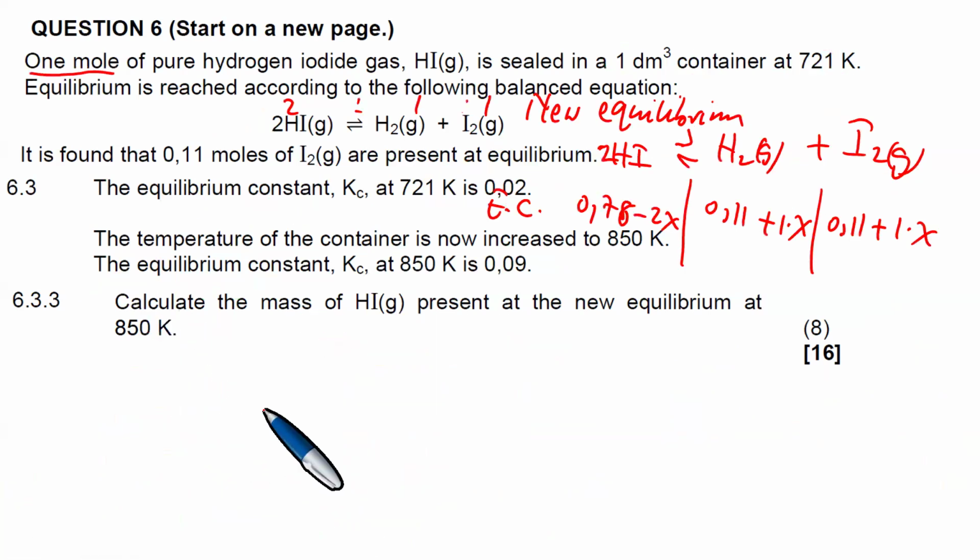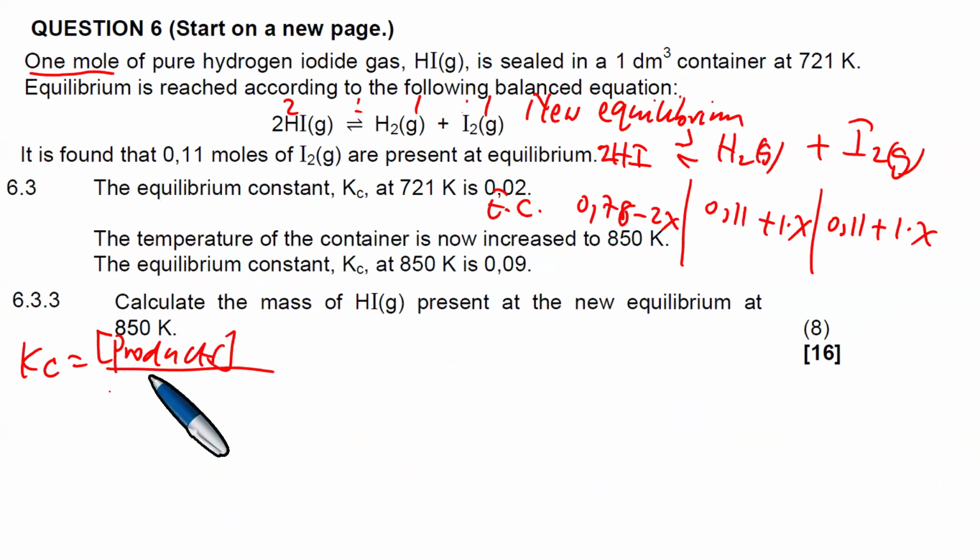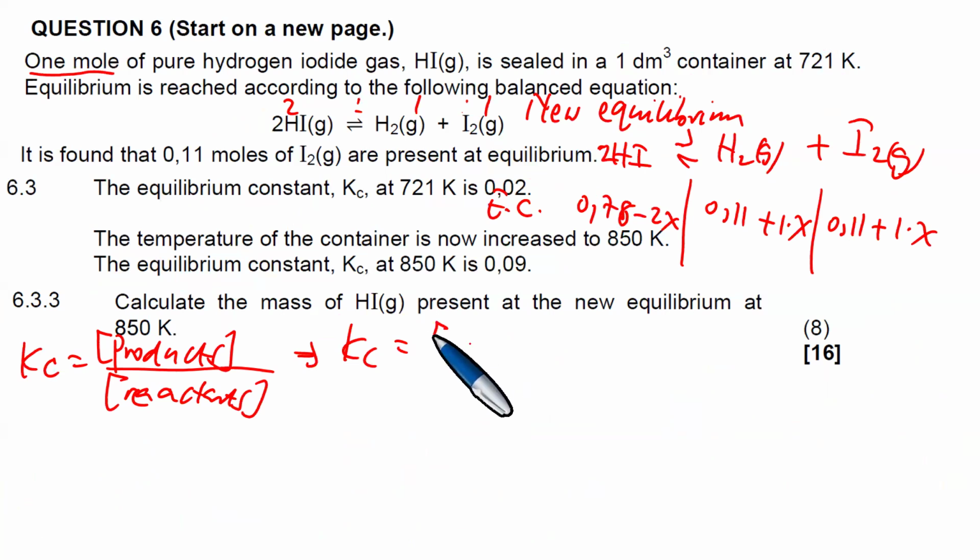All right, now let's do a calculation. We have a Kc, the concentration of the products divided by the reactants. What are the products? The products are these ones because they increased. Why? The products increased because the Kc increased.